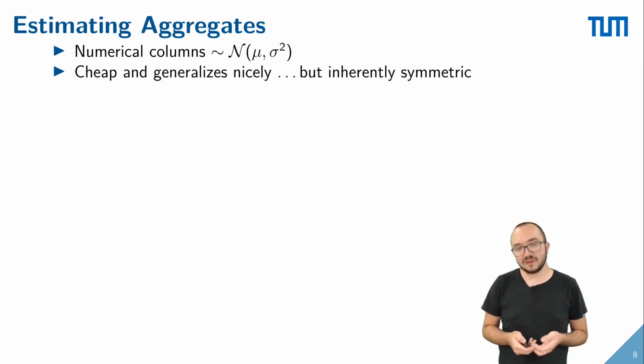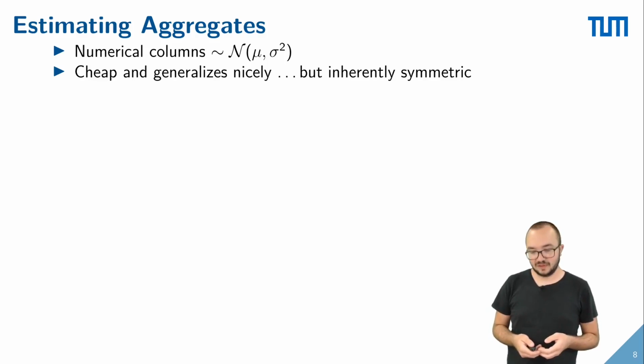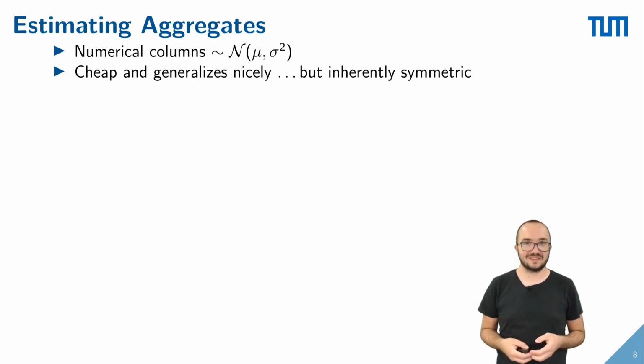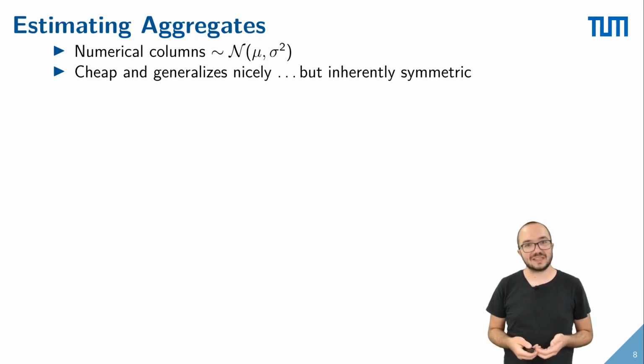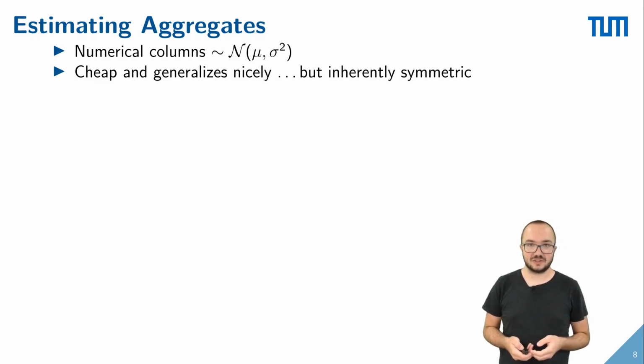So we definitely want to estimate aggregates, and as a first baseline, we can approximate numerical columns as roughly normally distributed. This is very cheap to estimate, and it generalizes nicely, but this has the unfortunate downside that it is symmetric, and a reality of datasets is that they are skewed.